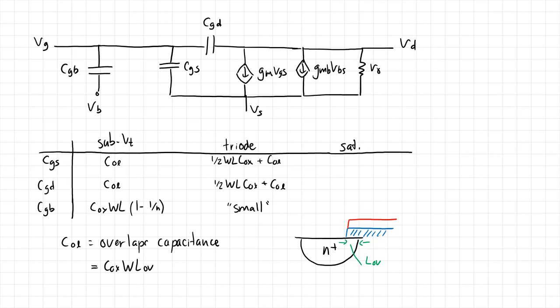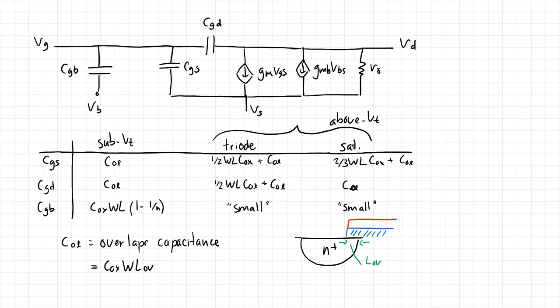And in saturation, noting that these two are for above threshold, in saturation, because of channel pinch-off conditions, what we say is that the CGD capacitance is actually fairly small. And in fact, we say that most of the oxide capacitance, that's COL, ends up going to CGS, but not all of it because of the channel pinch-off condition. And so to first-order approximation, we say that capacitance on CGS is 2/3 WL times Cox, not 1 W times L times Cox, just to account for that channel pinch-off condition. And then finally, the CGB we say is relatively small.